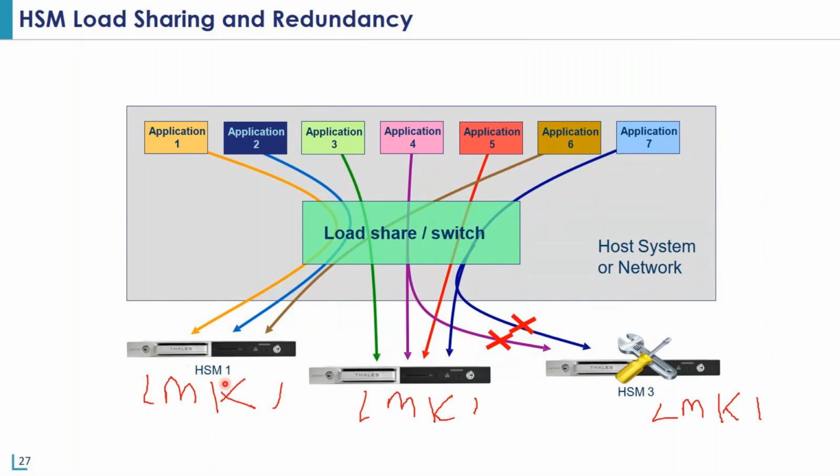Your payment application requires access to these LMKs. If one of the payShield 10Ks is currently unavailable, it could be because of network issues, it could be because of a hardware issue, and let's say this hardware is currently down, then your other payShield 10Ks can serve your load. But remember, there is no direct interaction between these LMKs or these HSMs. You have to manually install the LMKs.